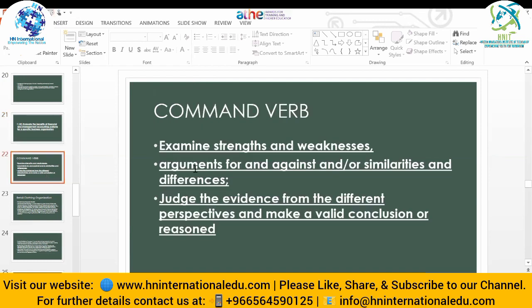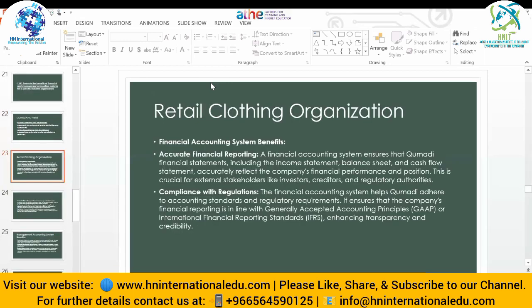Going towards the command verb, what evaluate means: it means we are going to focus on strengths and weaknesses. I believe till now you guys must have learned these things, because to be very honest, without even looking at the slides, I know what this verb means. So it caters to the strengths and weaknesses, similarities and differences, and you have to tell the perspectives of different authors. Okay.